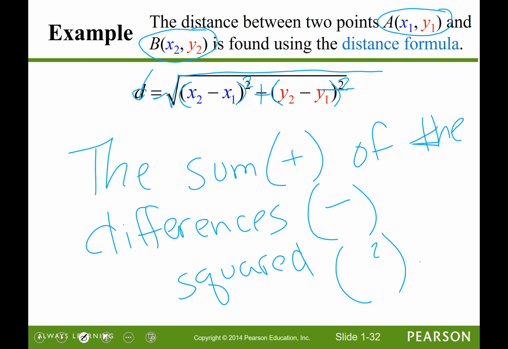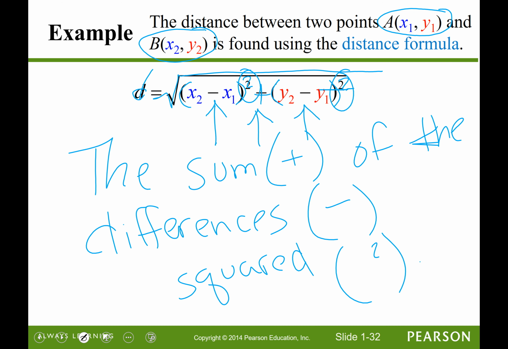And let me show you how that helps. The sum always reminded me to put a huge plus sign in the very middle of the differences. So that reminded me that these two are supposed to be minus signs. And then the last word, squared, reminds me to put these two squares on.